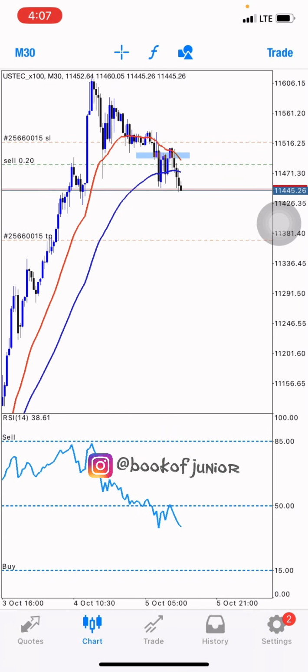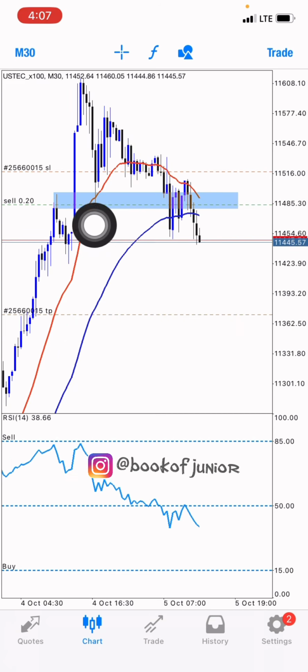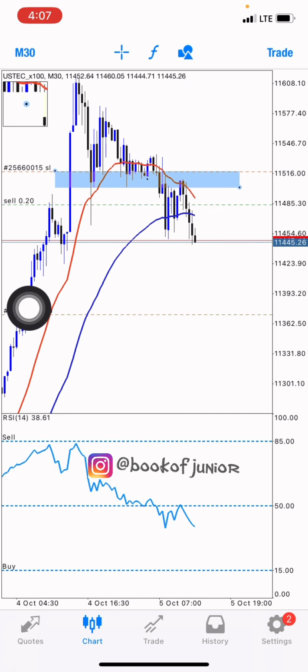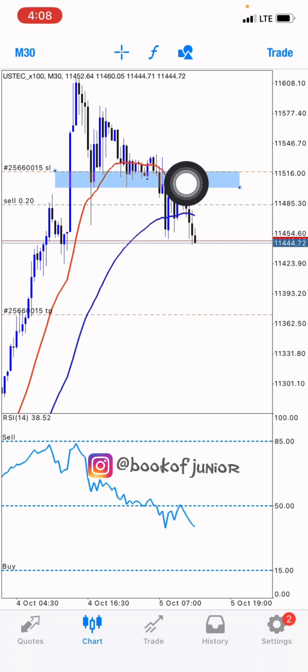So guys, this is where I took my trade from. Let me draw this out for you. I've already done a strategy about how you can find this. As you can see, this is a downtrend also on the 30 minutes time frame.